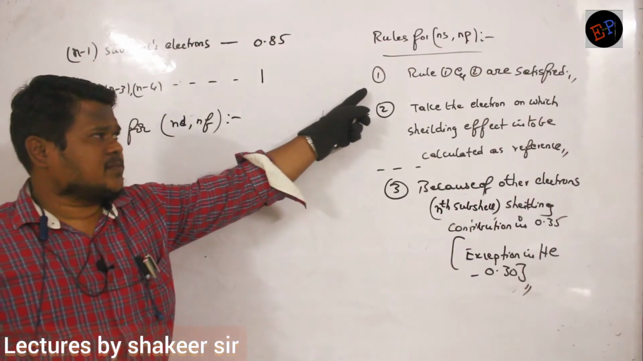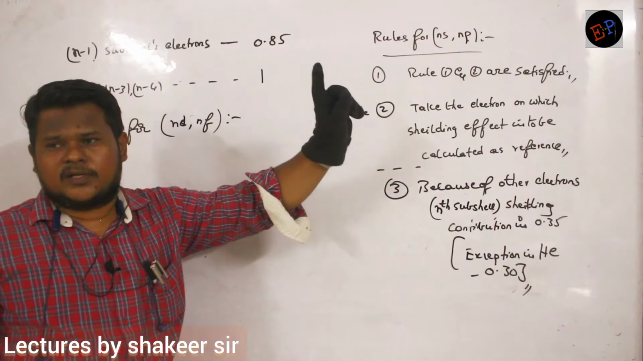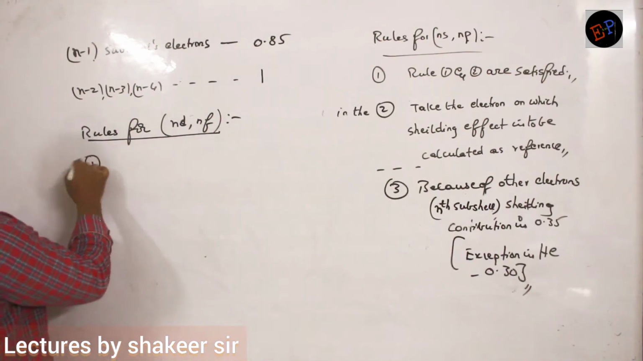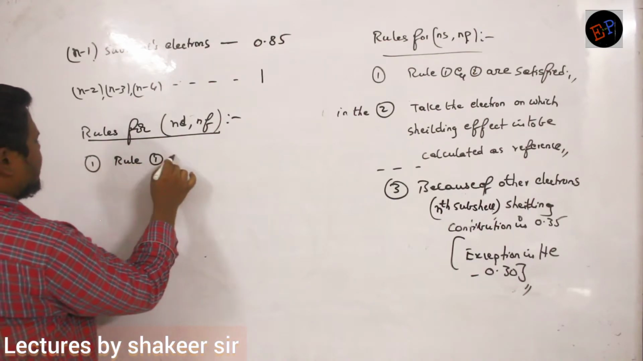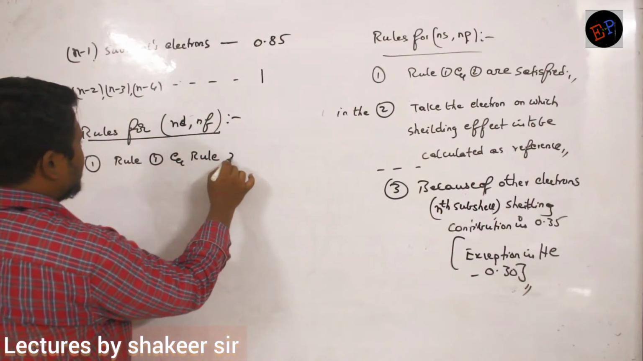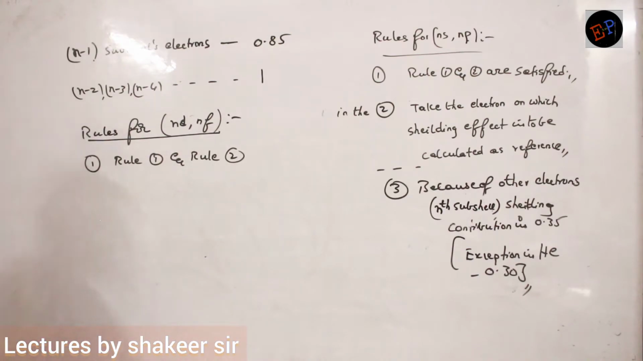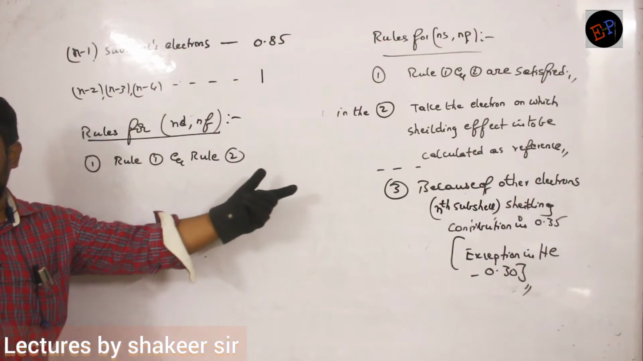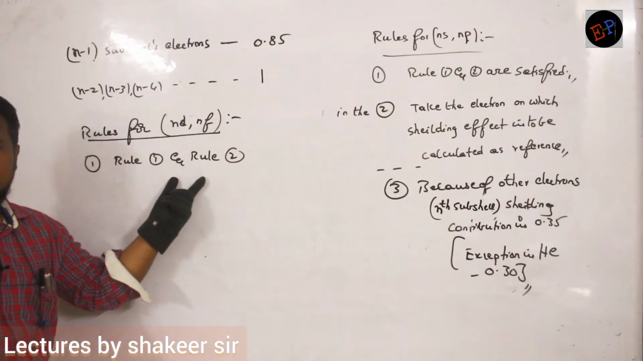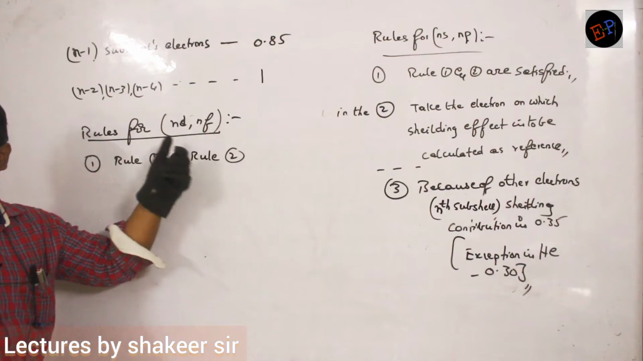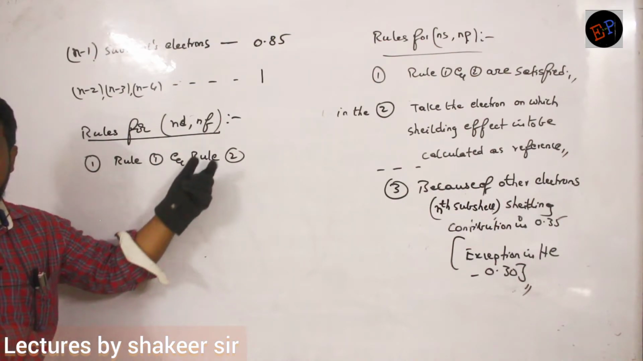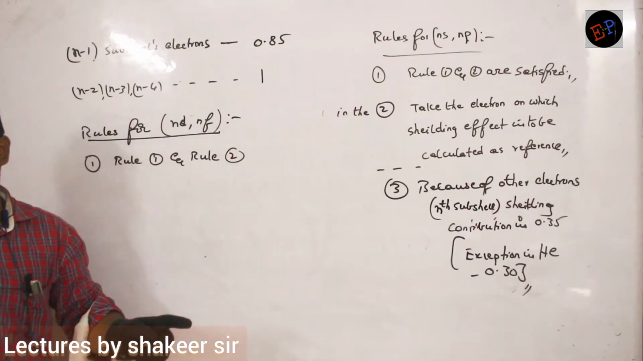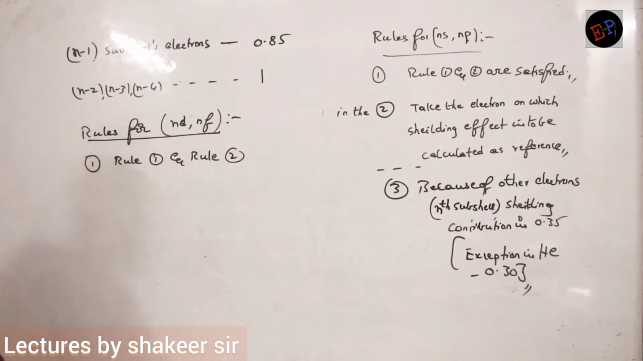So again, the same concept. Rule number 1 and rule number 2 are definitely satisfied here also. What is rule number 1? Arrange all the electrons in the increasing order of their atomic radius. Rule number 2: the electrons present only on the left side of a particular electron are responsible for shielding, and electrons on the right-hand side are not responsible for shielding. That is satisfied here also. Are you able to understand?